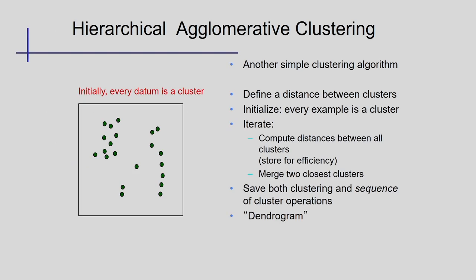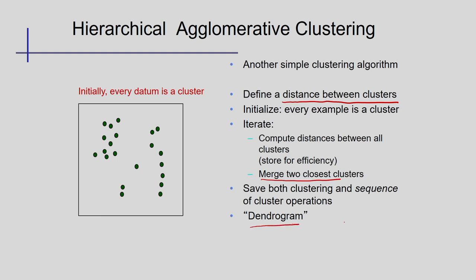Here I am showing an example of agglomerative clustering. You can see the data points in the figure. It is a very simple clustering algorithm. First, I have to define a distance between the clusters, because I have to find the similarity between them. Compute the distances between all clusters and merge the two closest clusters. If they are very similar, we merge the two clusters. Save both the clustering and the sequence of cluster operations. Finally, I get different clusters, and the output of this algorithm is a dendrogram.